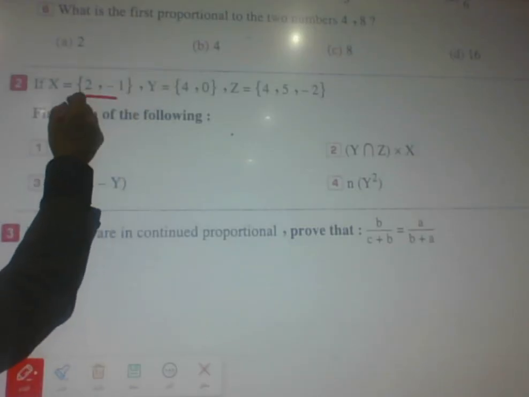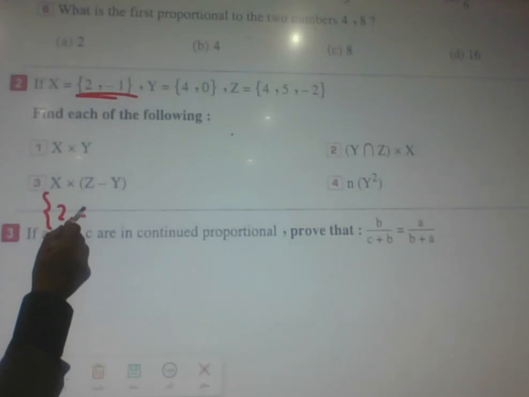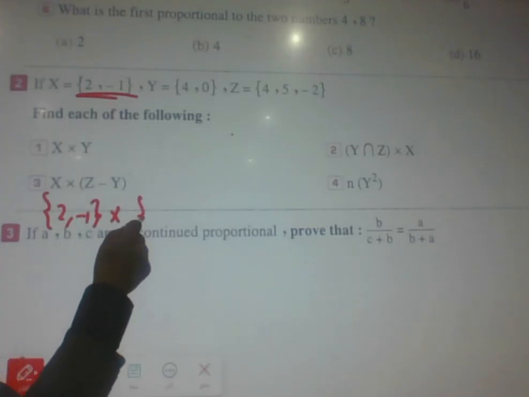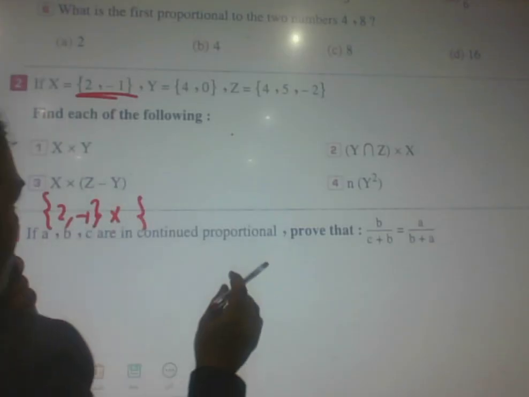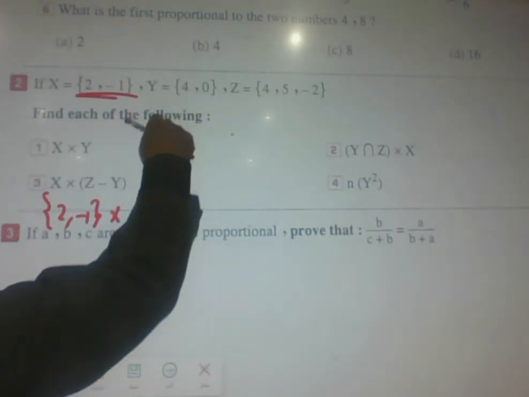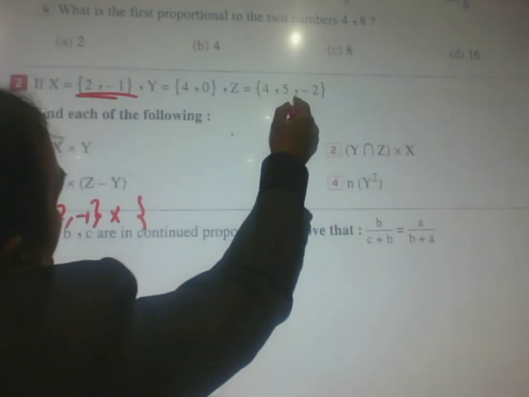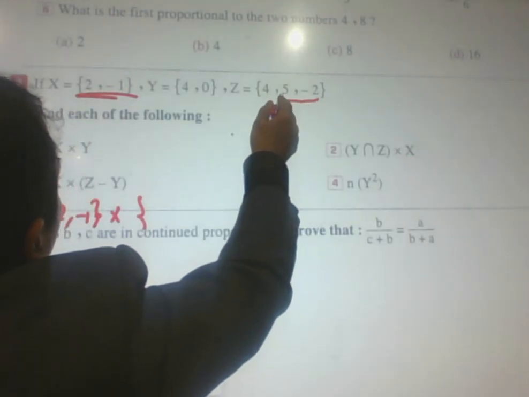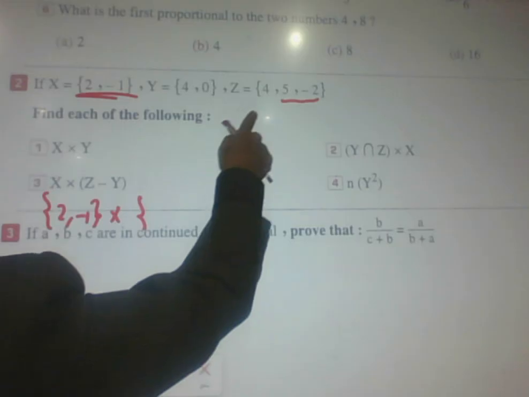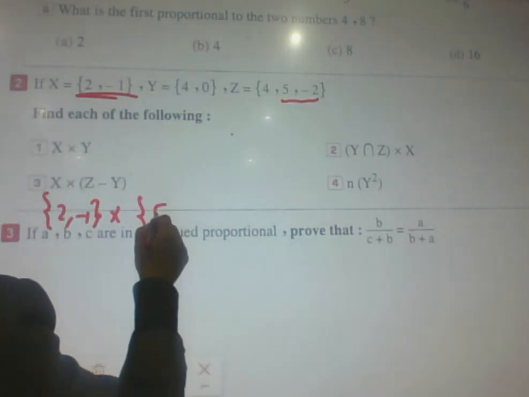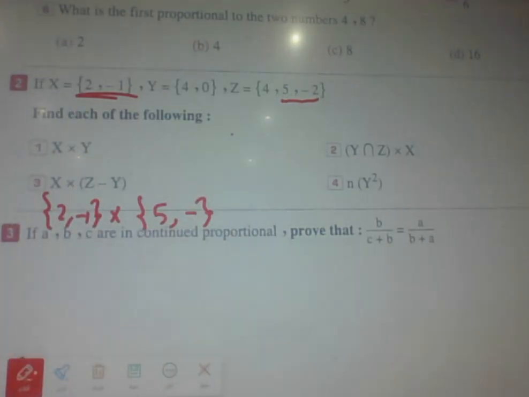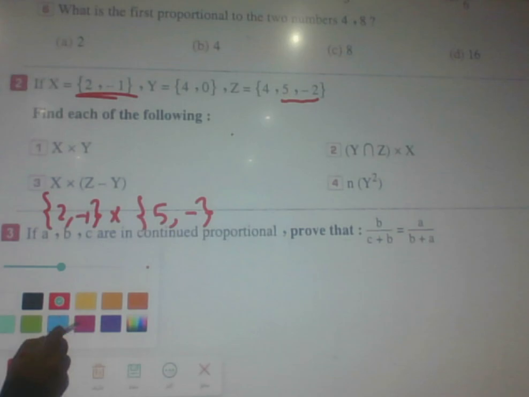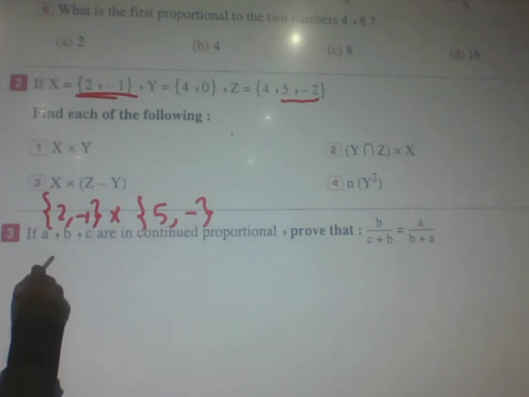First, x equals {2, -1}. Then the Cartesian product with z difference y. What are the numbers belonging to z and not found in y? Look here, 5 and -2 belong to z and do not belong to y. Then z difference y equals {5, -2}. Right, 5 and -2. Next step, we can find the answer by using the distributive property of the Cartesian product.